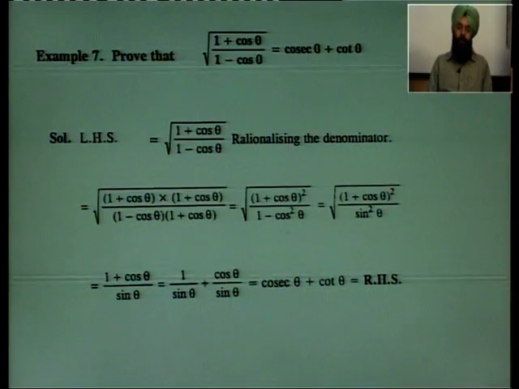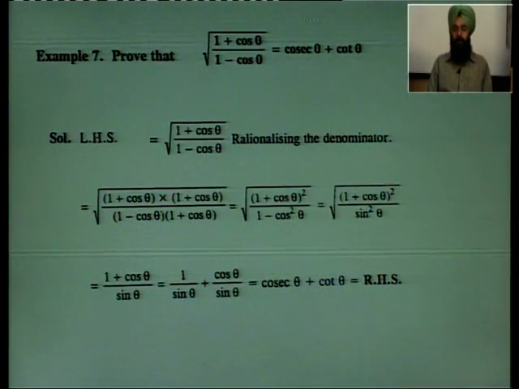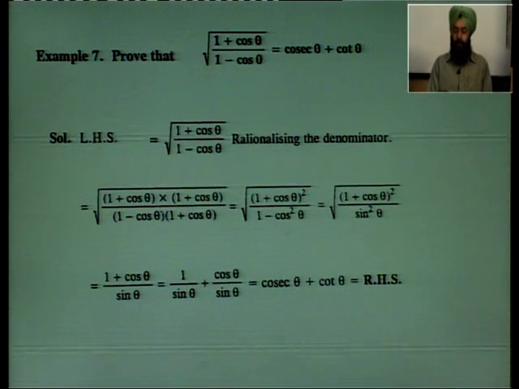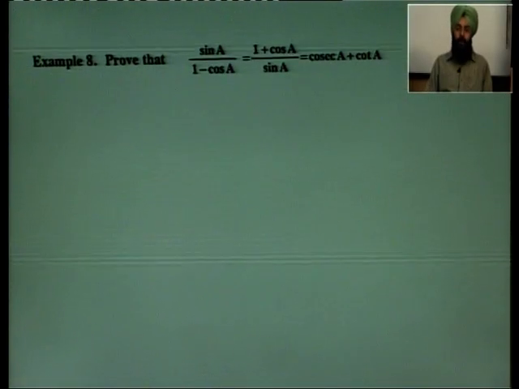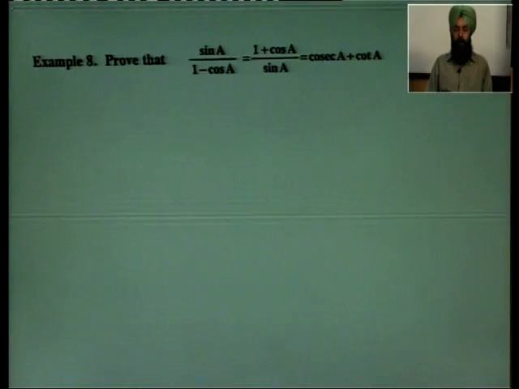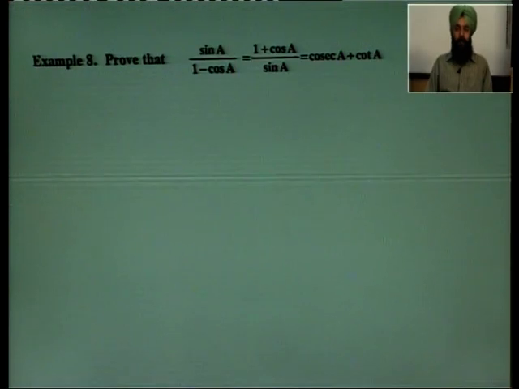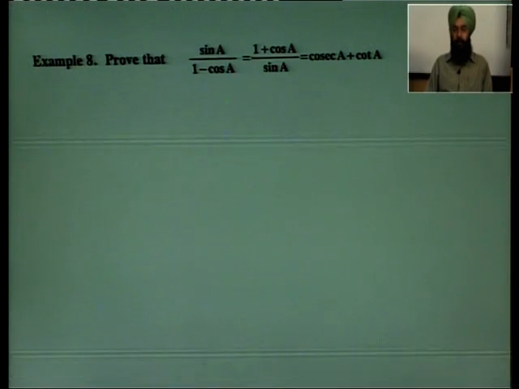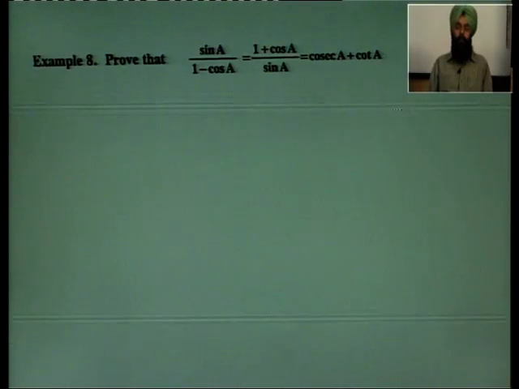So, this we have to prove in this example, that is, in this example we have to prove that under root of 1 plus cos theta over 1 minus cos theta is equal to cosecant theta plus cot theta. In the next example, we have to prove that sin a over 1 minus cos a is equal to 1 plus cos a over sin a and is equal to cosecant a plus cot a.